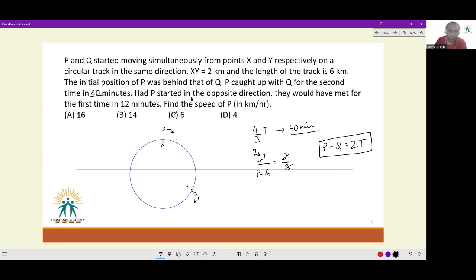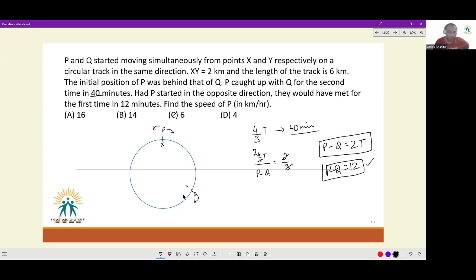Next, we are told, had P started in the opposite direction, they would have met for the first time in 12 minutes. I already know the track length is 6, no? So I can go P minus Q is equal to 12. From this I can get to P minus Q is equal to 12.